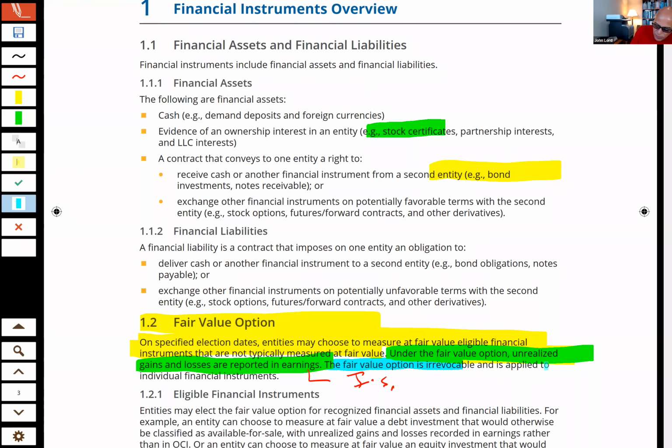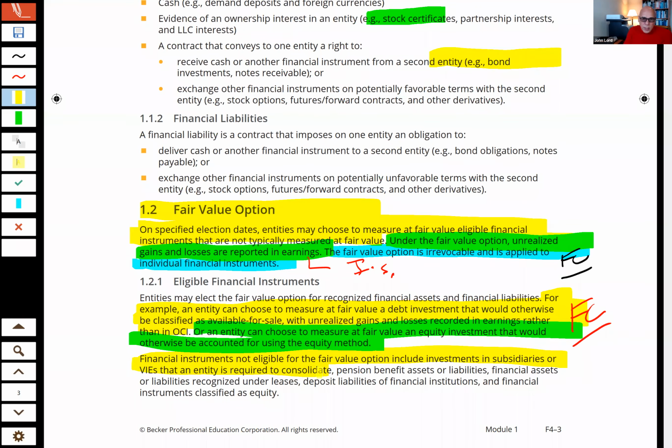Now I read it to you, flashcard that. And then they tell us that financial instruments not eligible for this option are, basically, guys, if you have to consolidate, and we'll talk about that maybe a little bit tonight, definitely quite a bit next time. If you have to consolidate, then you are not allowed to use the fair value method. You have to go ahead and consolidate. So flashcard that.